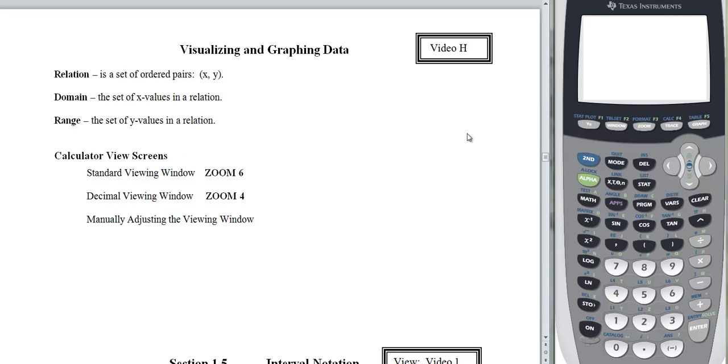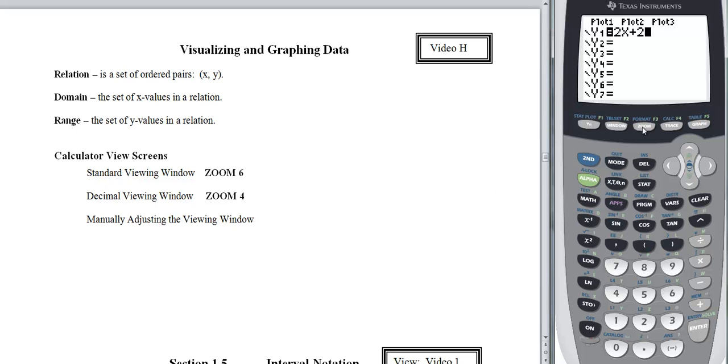Calculator view screens. Say I want to graph a linear equation. All of these keys up here are with respect to graphing. So if you hit y equals, and let me type in, say, 2x plus 2. Remember, 2 is your slope, and this 2 is your y-intercept. But we'll be talking about linear equations more a little bit later. I want you to really know what a standard viewing and the decimal viewing window is, because we will toggle pretty much back and forth between these two.